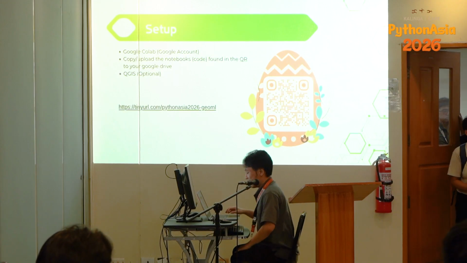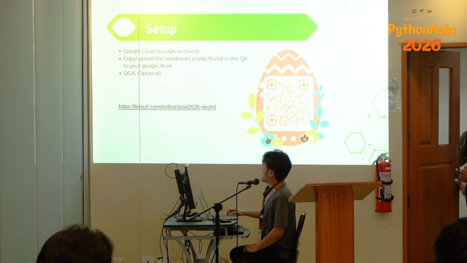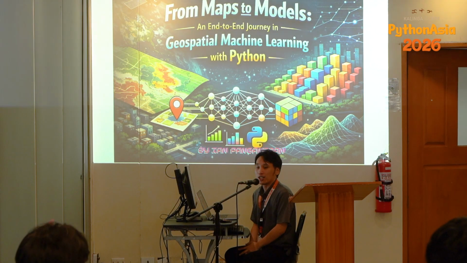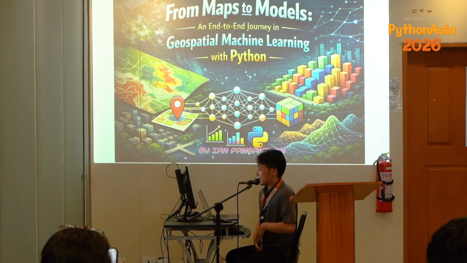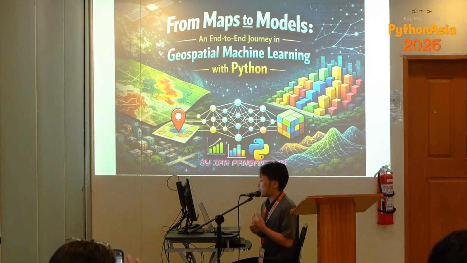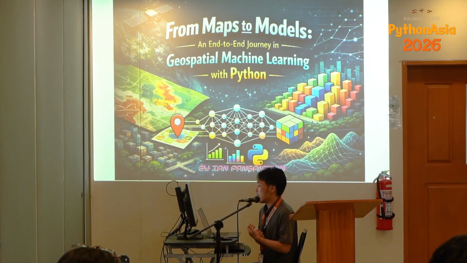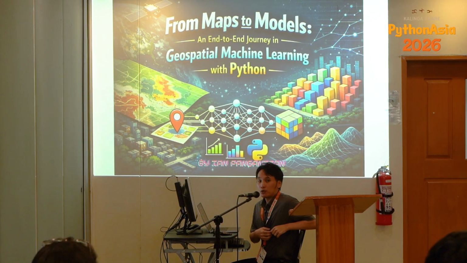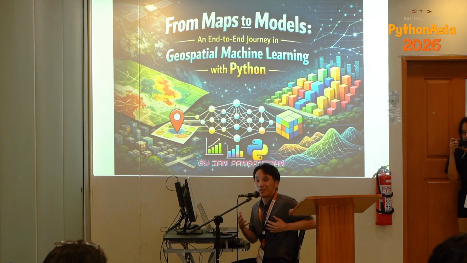So let's start. So welcome to this workshop. So the title of this workshop is From Maps to Models: An End-to-End Journey in Geospatial Machine Learning with Python. So it's going to be an end-to-end thing. So from data collection, processing, to building your own model.